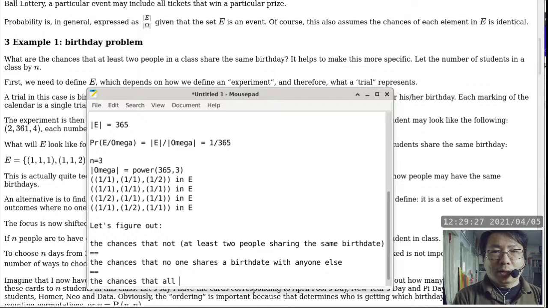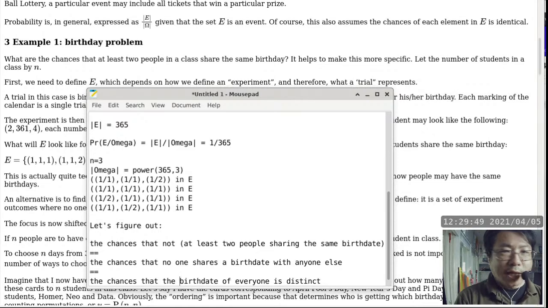that the birth dates of everyone is distinct. Grammar. The birth date of everyone is distinct. Okay, yeah. So it does get a little bit more, it's not quite as easy as what Aiden says.